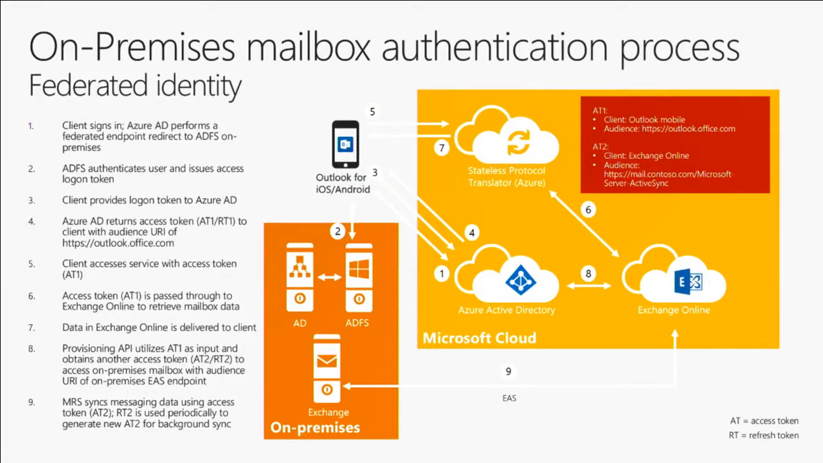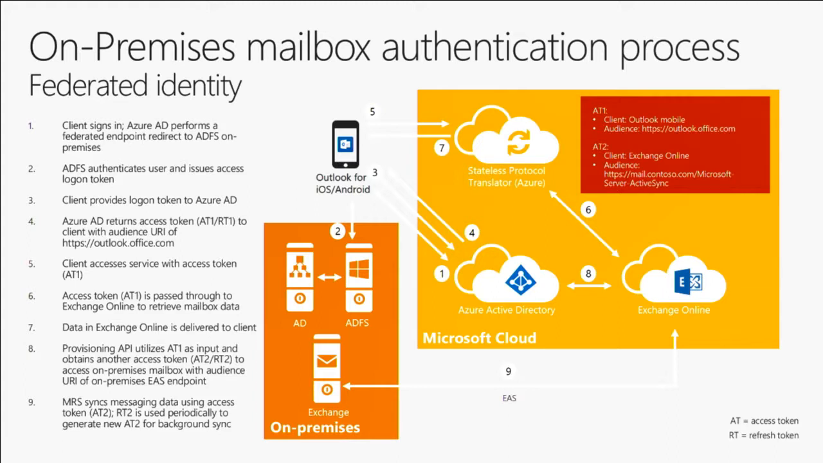From an authentication process, I've kind of explained it already in detail with the prior slide, but this goes into a little bit more detail about what we're doing with those multiple access token pairs. The process is relatively the same for a federated identity. We're going to hit Azure Active Directory. We're going to get a redirect to on-prem. On-prem is going to authenticate that user and issue a logon token. That logon token is going to be provided back to the client, which is then going to provide that to Azure Active Directory. Azure Active Directory will generate our first access token pair.